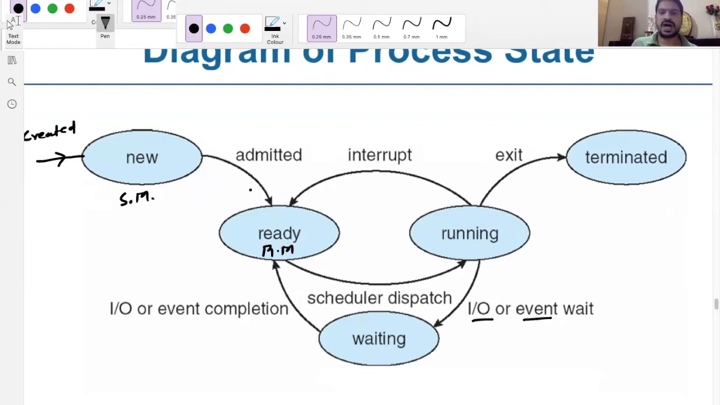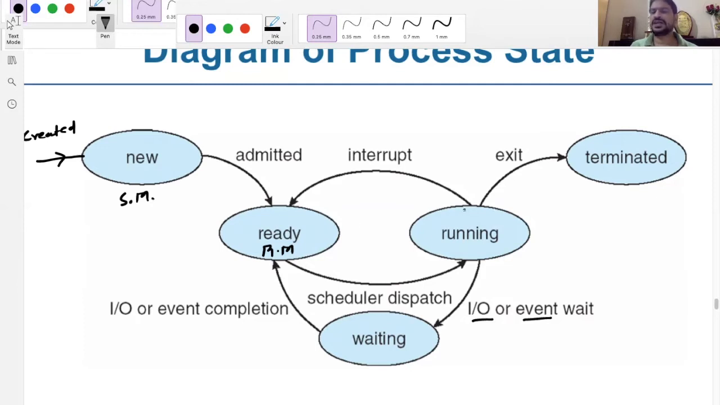Okay. So I think these 5 states are clear to all of you. New means just now a process is created. Ready means it is coming into the main memory. There are many processes in the ready state. Then from the ready state, the scheduler will decide which particular process has to go to the running state. From the running state, after completion, it will go to the terminate state. If it is not completed and requires some IO, it will go to the waiting state. And from the waiting state, once the IO is completed, it will go to the ready state again.